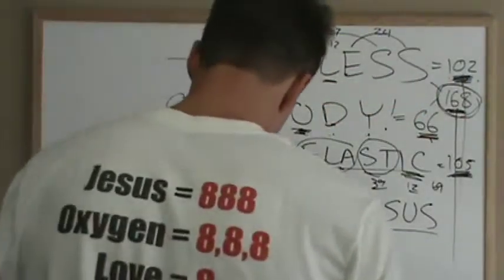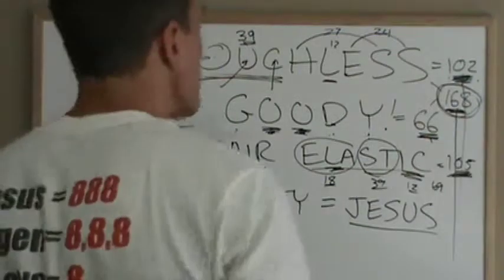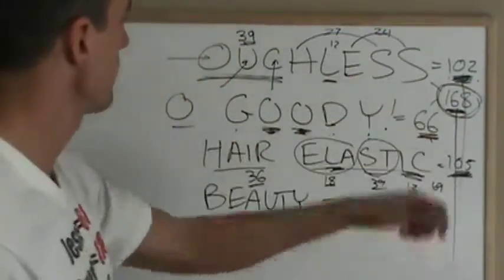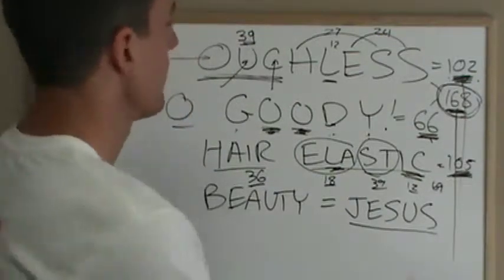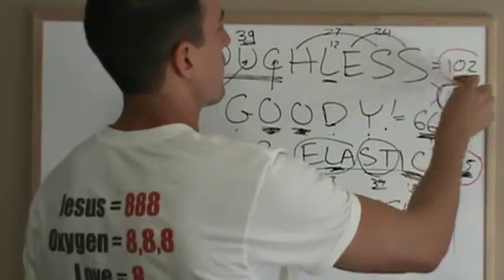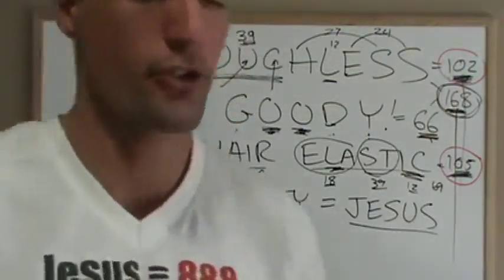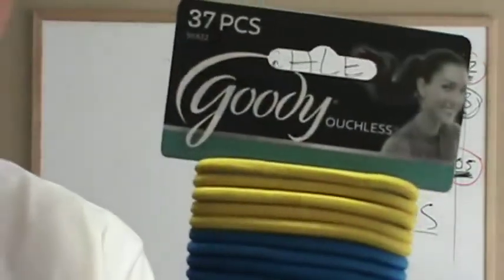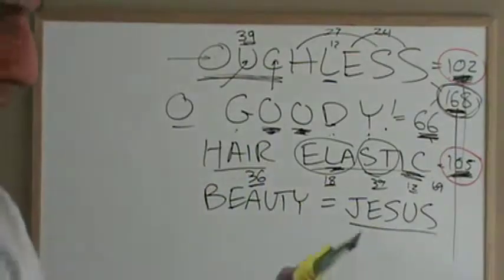Let's stop and grab our red marker. And so, an ouchless hair elastic. Hair elastic is 105, divides by 3, ouchless is 102, 3 points less. There you go. I just solved the famous ouchless hair elastic, courtesy of Goody. Pick some up today. You'll love them.